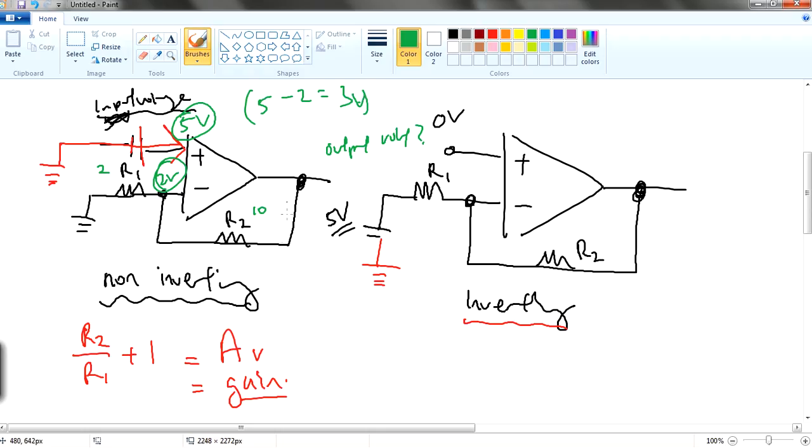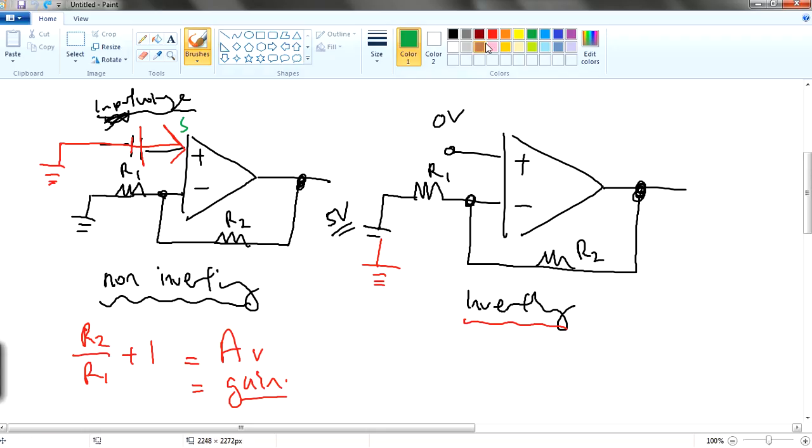So you need to multiply by gain also, right? So the gain is R2 divided by R1. So 10 divided by 2 plus 1 is equal to 6. So this is a gain of 6. So 3 volt is the difference between them. And then 3 times 6 is equal to 18 volts. So the output voltage will be 18 volts. So these are the things that you may need to really take note of. So this is for only non-inverting.